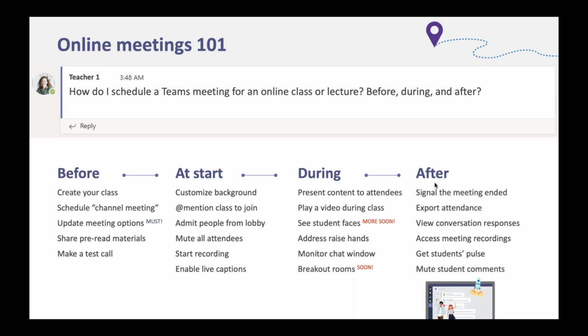Really, you can signal that the meeting's ended, but you can also export your attendance and look at all the conversations that have gone on. Your students can access the meeting recording, as can you, and this is quite American, you can get the student's pulse. You can basically get feedback from your students on that class or meeting, whether that's from a Forms document or a poll, it's up to you. And you can mute student comments at the very end if that's what you wish to do.